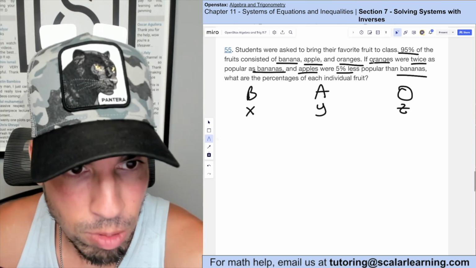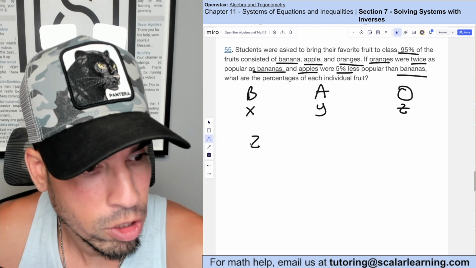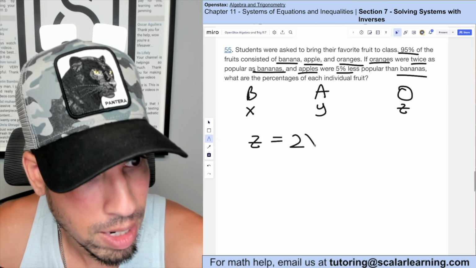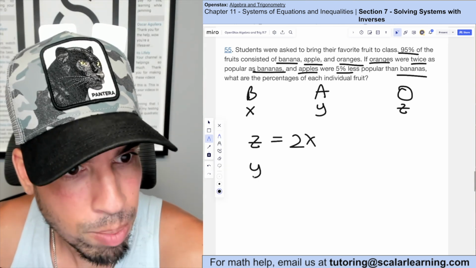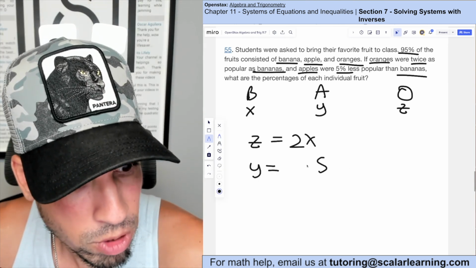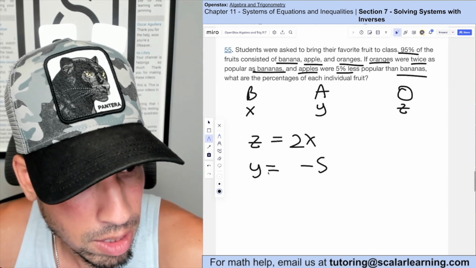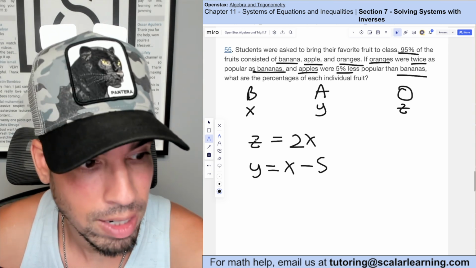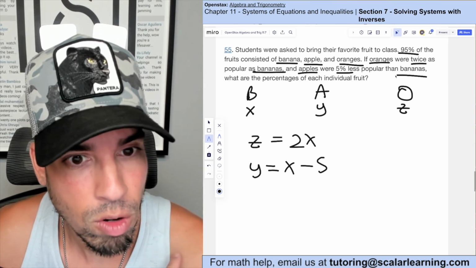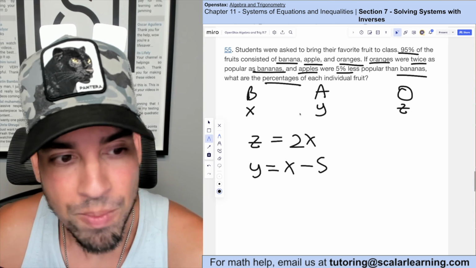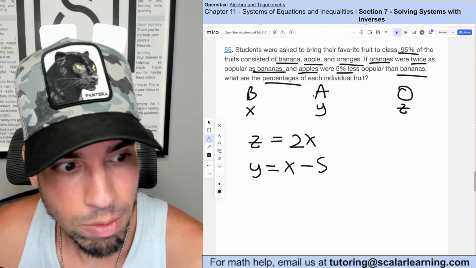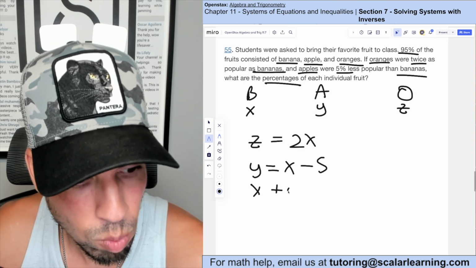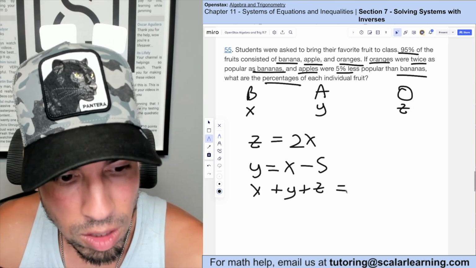And now let's establish these relationships. So we've got oranges are twice as popular as bananas. Then it says apples were 5% less than bananas, which is X. Now we got some good relationships. And by the way, it's important to note here that X, Y, and Z are representing percentages, right? But there's one other percentage that we haven't represented yet, which is the sum. All of them added together is 95. X plus Y plus Z equals 95.